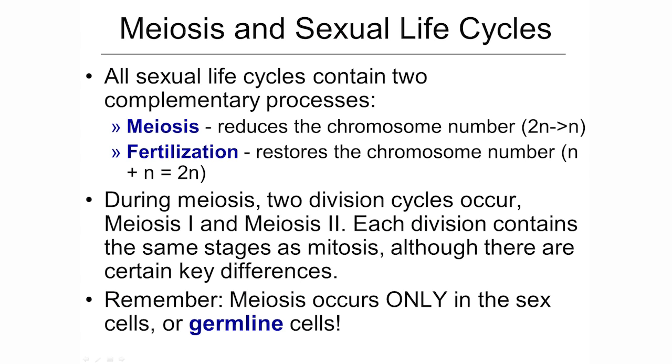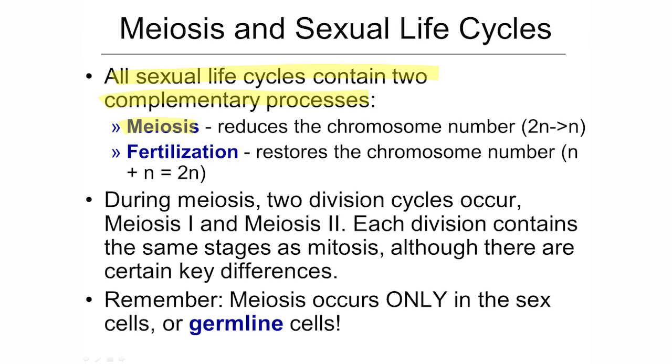So if we look at the board, we want to see that all, and I mean all, whether it's us, a plant, fungi, whoever is sexually reproducing, and that includes a great amount of the organisms on this world, all sexual life cycles contain two processes, and those two processes are complementary, meaning you can't have one without the other. So meiosis, which we're going to be focusing on today, the whole point of it is we know it's to make gametes, but it's to reduce the chromosome number from 2n to n. And we spoke of that in the last video.